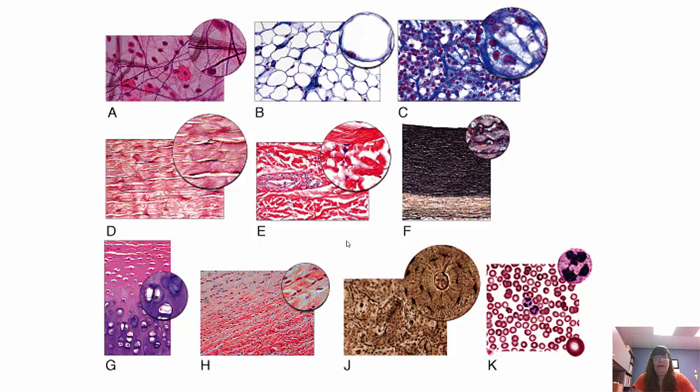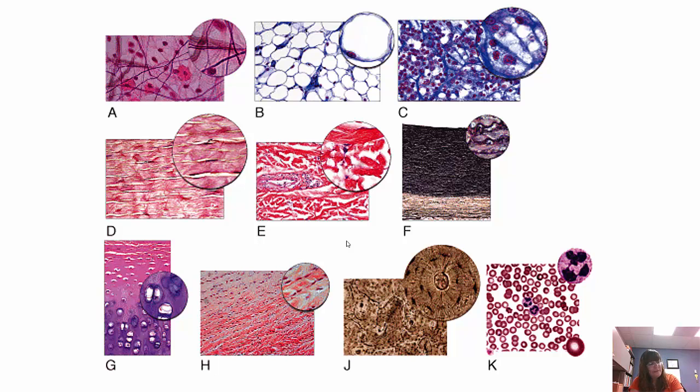Okay, hopefully that was enough time. So A is areolar tissue. B is adipose tissue. C is reticular tissue, and you can tell if you look closely because you can see all of the reticular fibers and then all of the cells just kind of hanging out in the fibers.